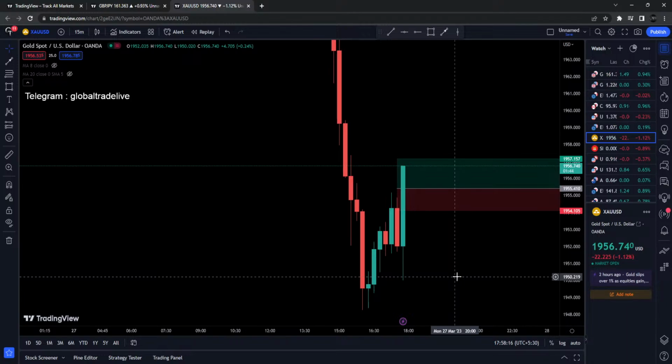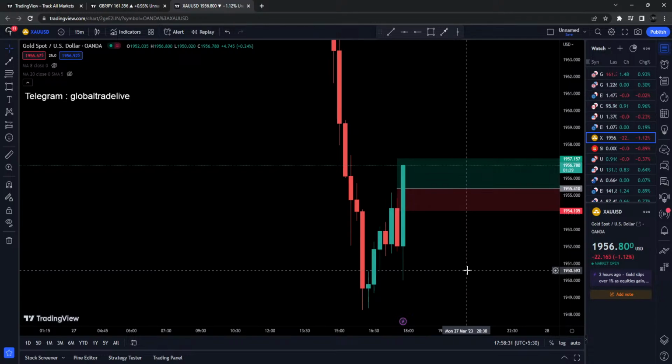So this was a quick 10 pips I got. Actually, I got more than 10 pips in the remaining lot. Yeah, I got 11.9 pips. So congratulations to everyone who has got this trade.